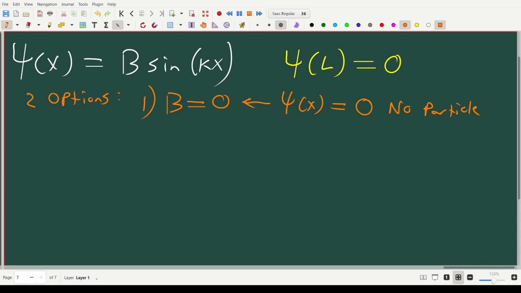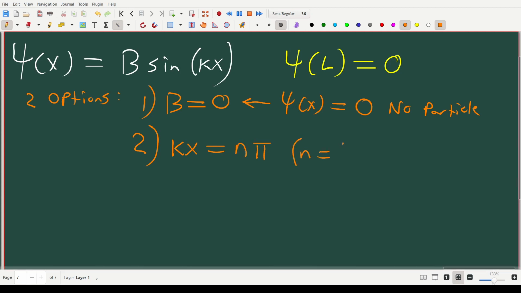And this is what Anna's basically suggesting: what are the other values where sine gives you a 0? Well, it's at integer multiples of pi. Sine of 0 is 0. Sine of pi is 0. Sine of 2 pi is 0. Sine of 3 pi is 0. So the other place where this is satisfied is when kx is equal to n pi, where n is an integer.